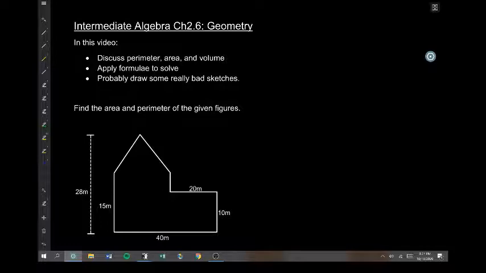We will discuss perimeter, area, and volume. Actually, we won't do volume in this video, but it's in your homework. We'll apply formulas to solve, and we'll probably have some bad sketches here and there. But I'm going to start by finding the area of this shape right here.